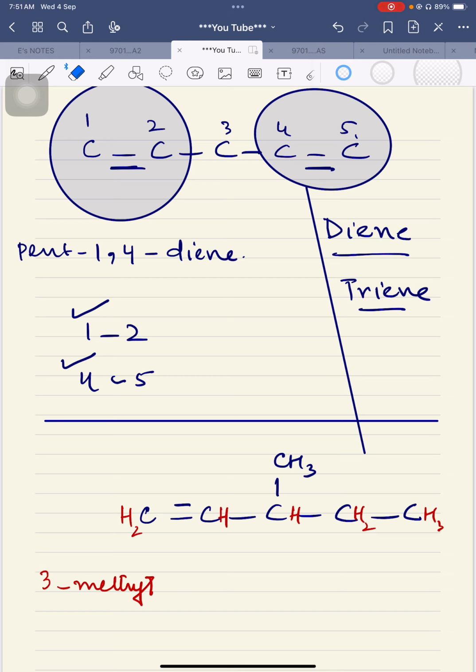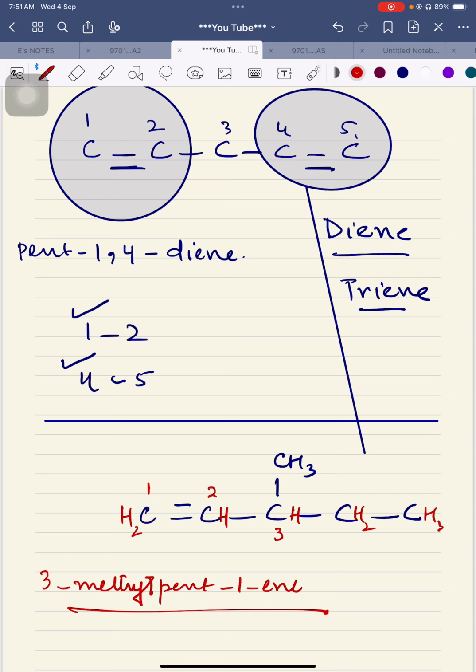3-methyl pent 1, 2, 3, 4, 5. Okay, 3-methyl pent-1-ene. So this is the name of this compound. So it is carbon number 1, carbon number 2, carbon number 3. At carbon number 3 there is a branch. Okay, carbon number 4, carbon number 5. So at position number 3 there is one branch of one carbon atom. So it is called 3-methylpent-1-ene. So this is the name of this compound.